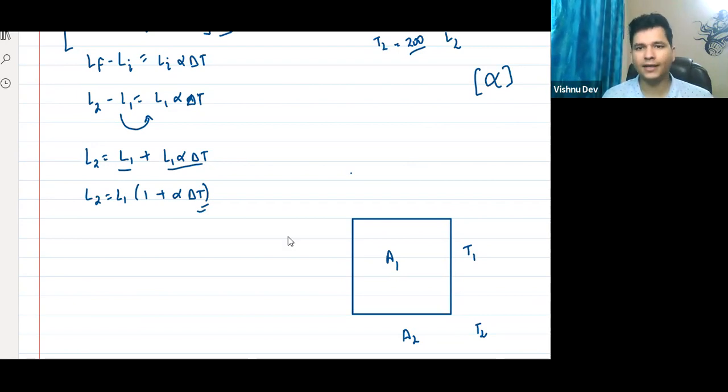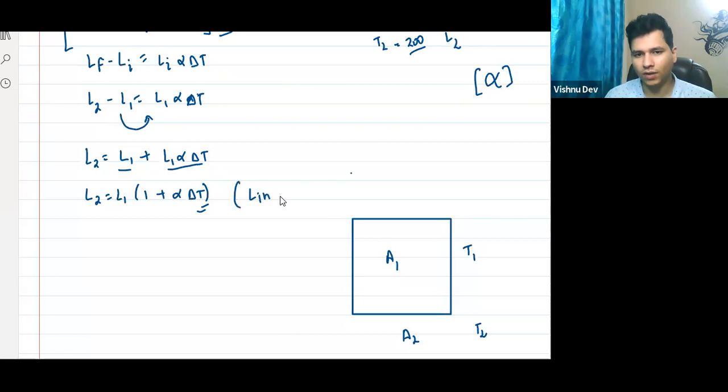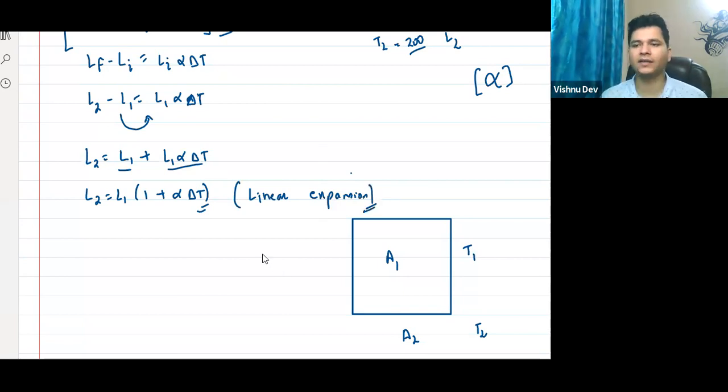Area, right? So see, when you talk about length, this is called linear expansion. Obviously, in the same way, there will be expansion in area and volume. You don't have to study it in detail now, but can we use our common sense? Can you tell me what would be the formula of A2? A2 ka formula kya hona chahiye? Tell me, anyone? Area 2.